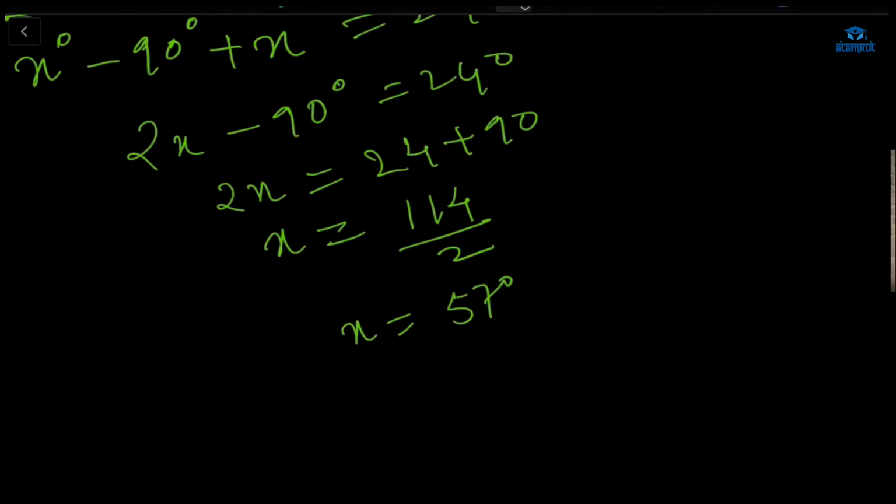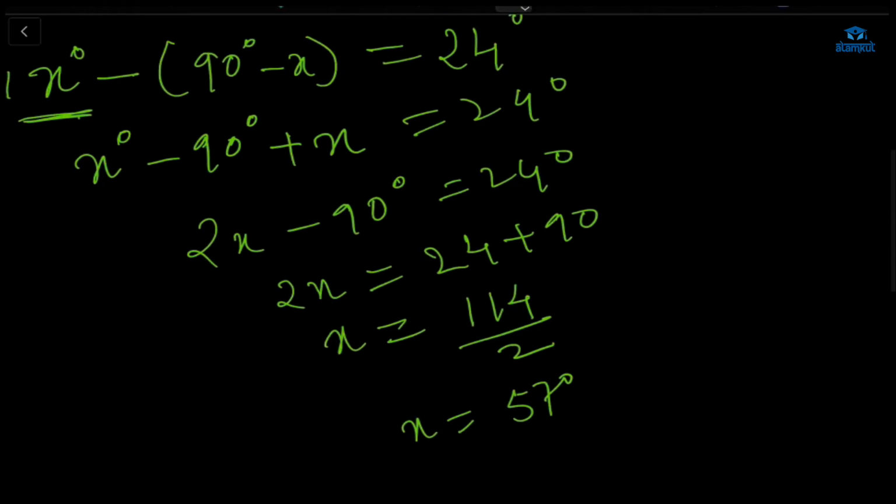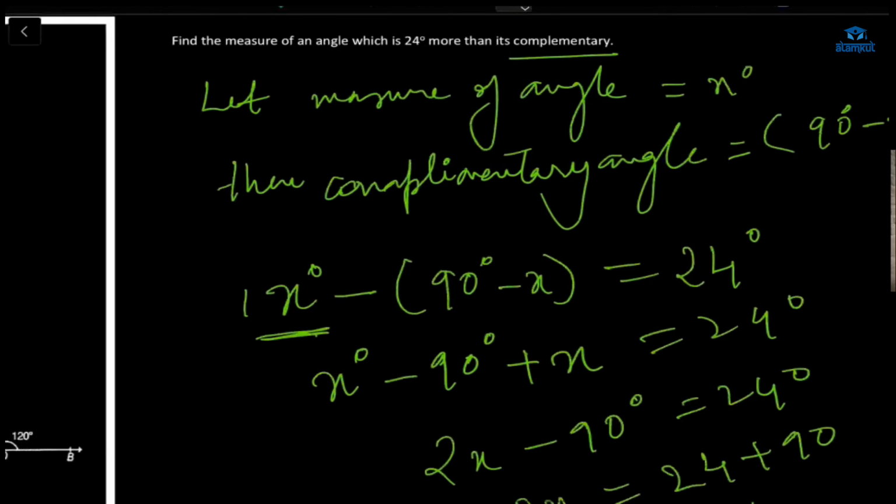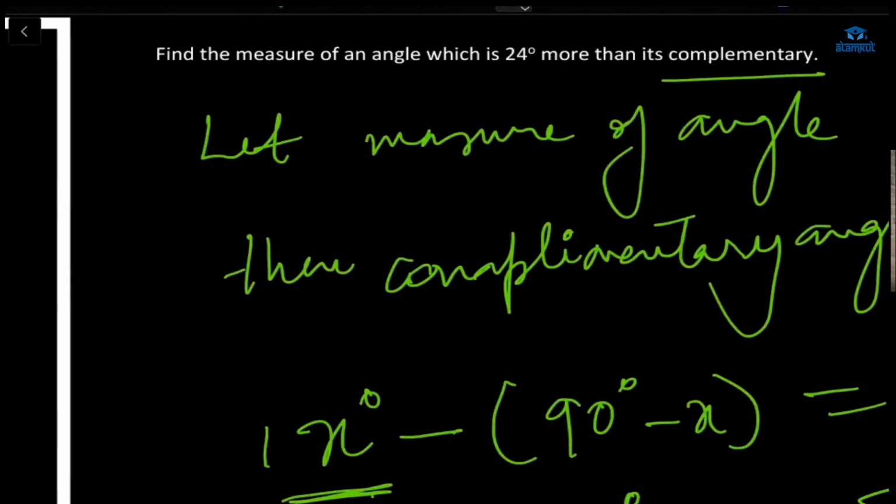And the other is the complementary angle. Can you explain this one once again? Yes, of course, I can explain this question. Now, what it says is to find the measure of an angle which is 24 degrees more than its complementary angle.